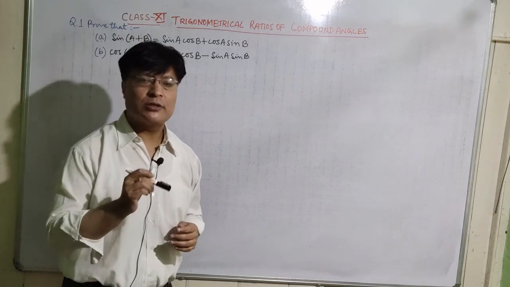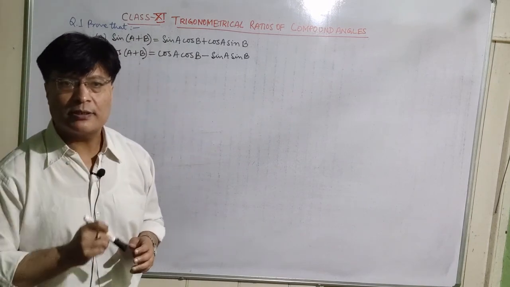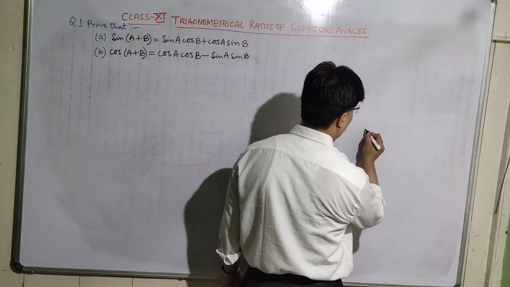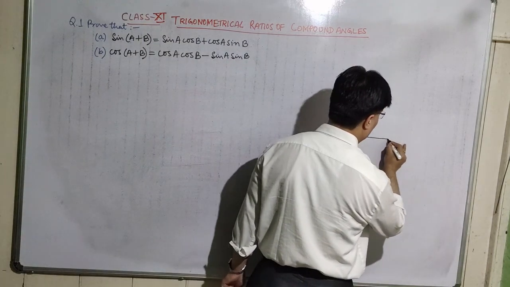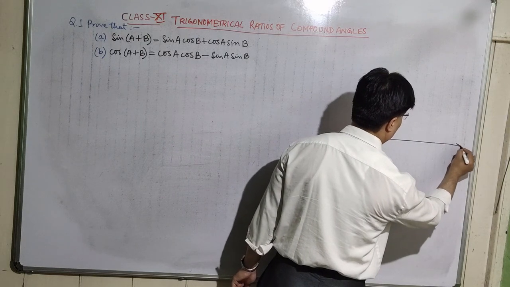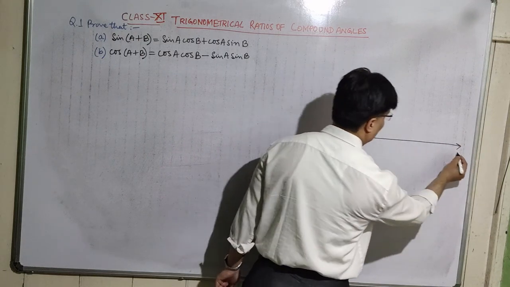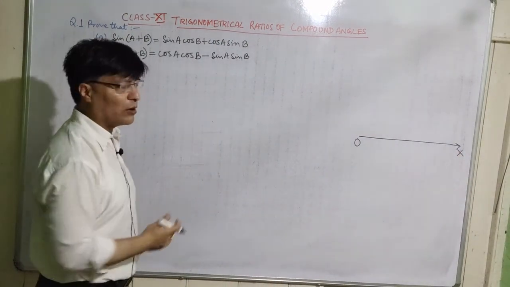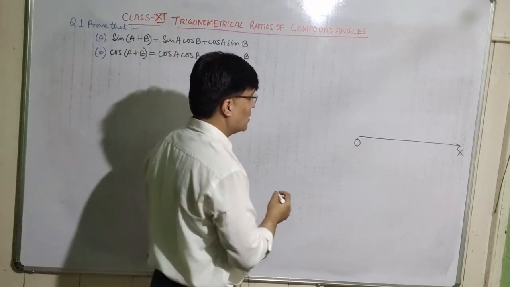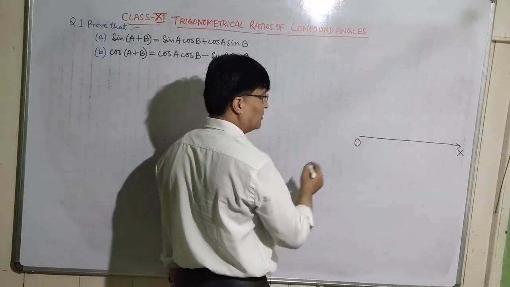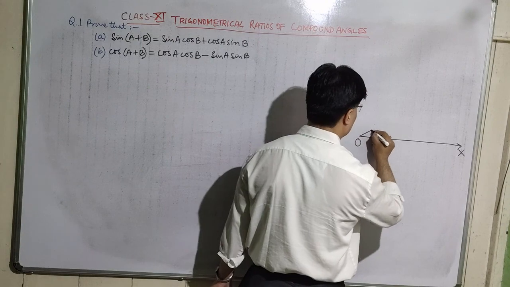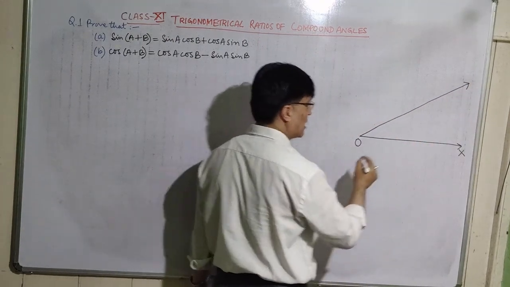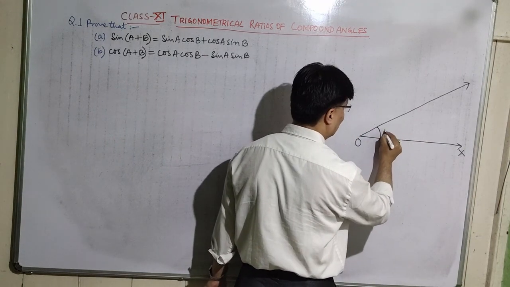Revolving line means the line which revolves in a plane, right? So let us take a revolving line. Suppose this is a revolving line OX. Suppose OX is a revolving line which revolves along the plane, right? So let OX be a revolving line. Suppose it revolves and traces out an angle A.